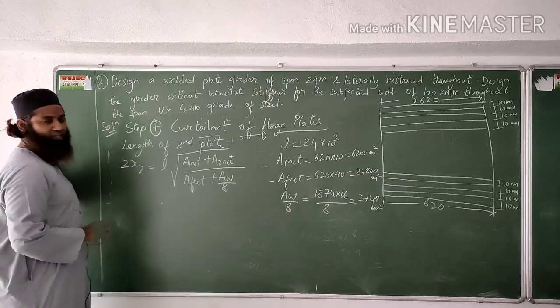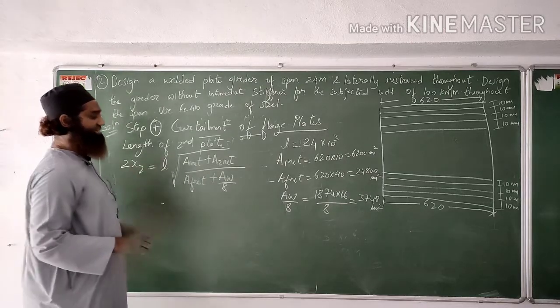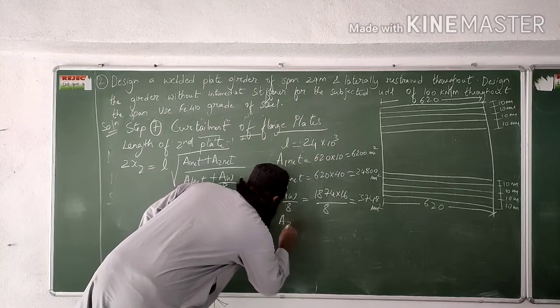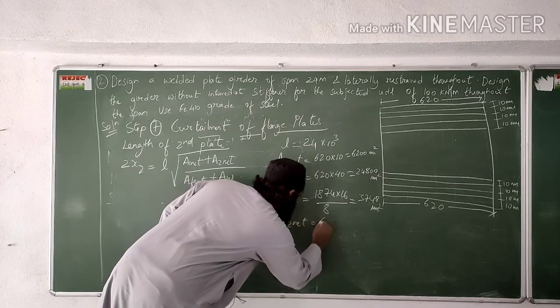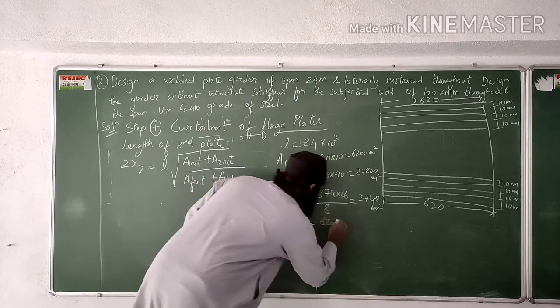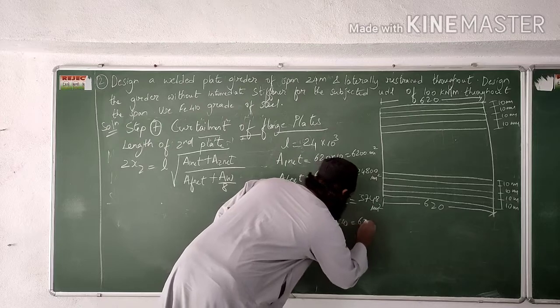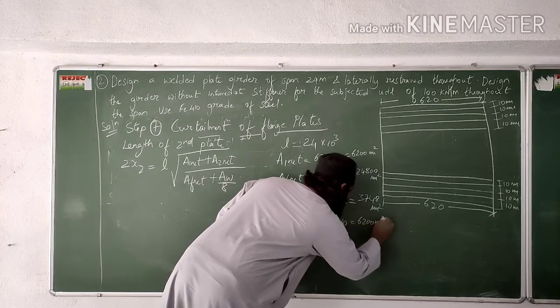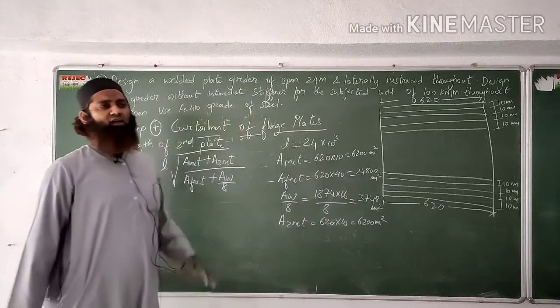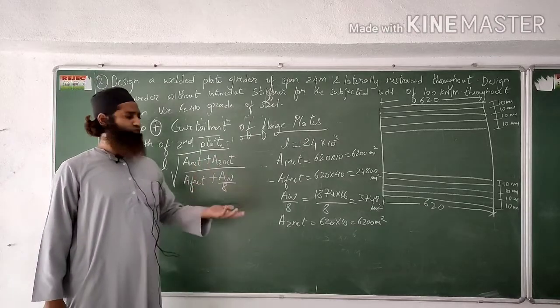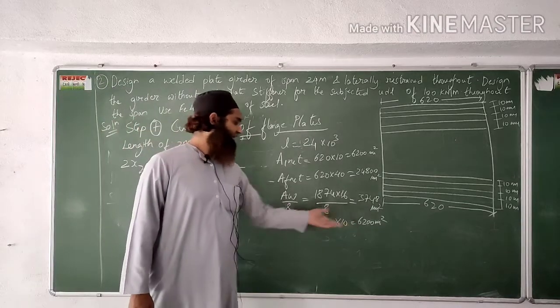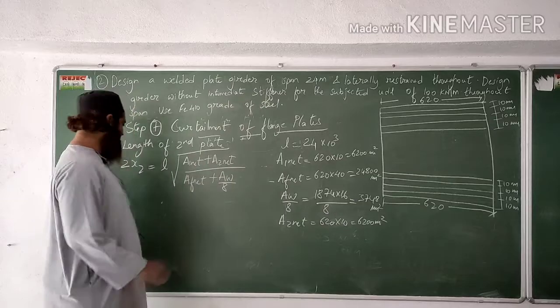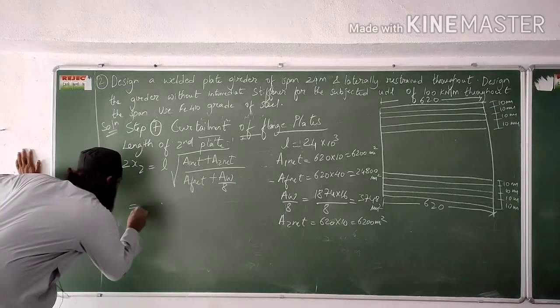What is A2 net? A2 net is the second plate size. That is also 620 into 10, as we had taken a 10 mm size of plate only. So that will also be 6200 mm square. If we had taken a 12 mm or 14 mm plate, then it would have changed here. Anyway, here we had taken everything same. Let us substitute these values.